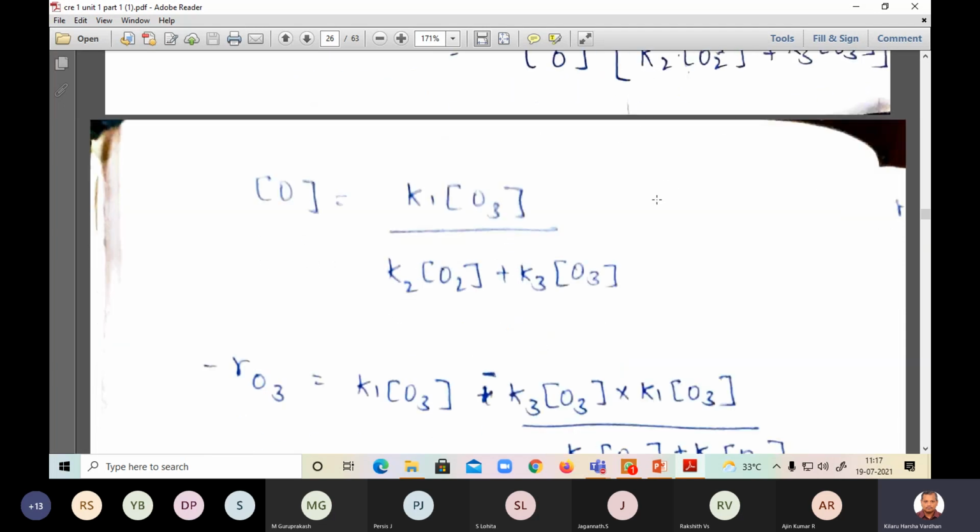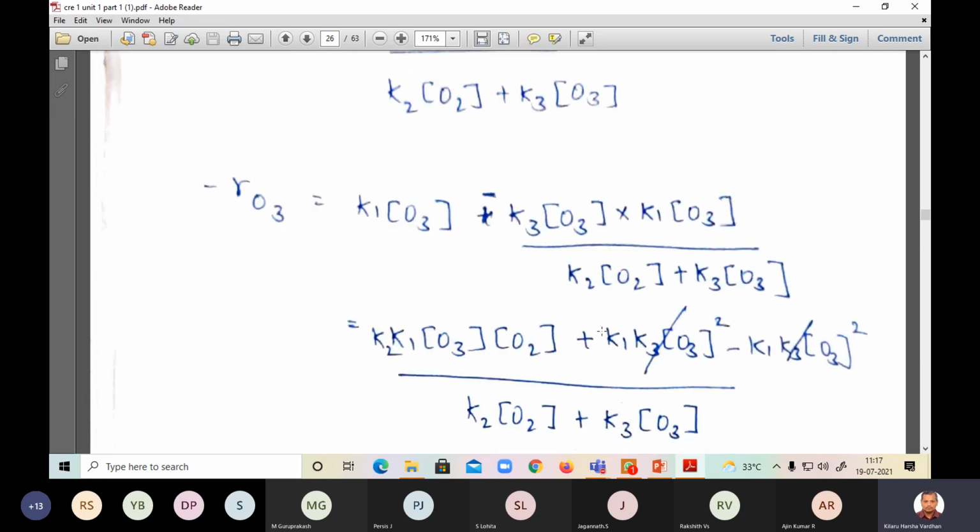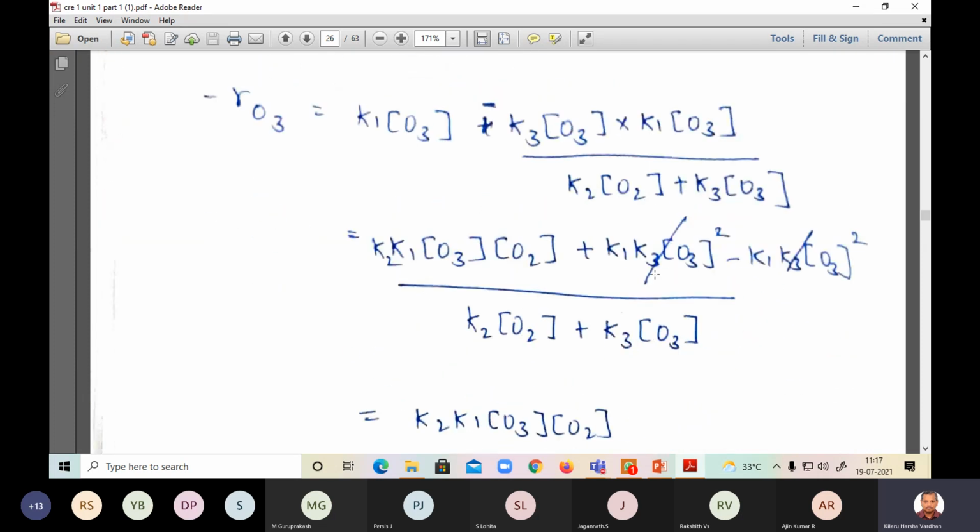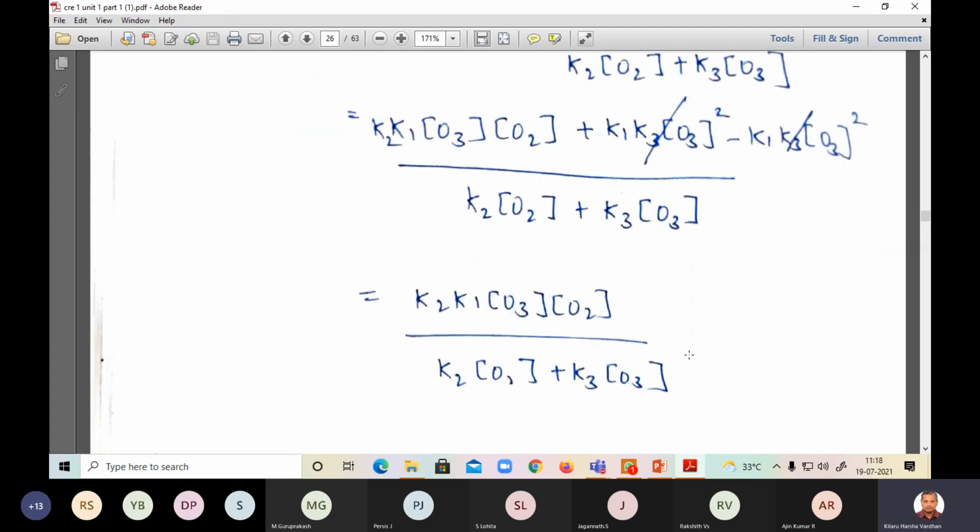So if you back substitute in R minus RO3, and then do some cross multiplications, two things will get cancelled out. Generally, two things will get cancelled out because you are writing the rate of appearance and disappearance, so definitely it becomes cancelled out. If you are not getting it cancelled out, that is one negative and one positive, that means you did something wrong somewhere. So if you cancel out, you are getting K2, K1, O3, O2 divided by K2 O2 plus K3 O3. Then again, you make some gimmicks here.